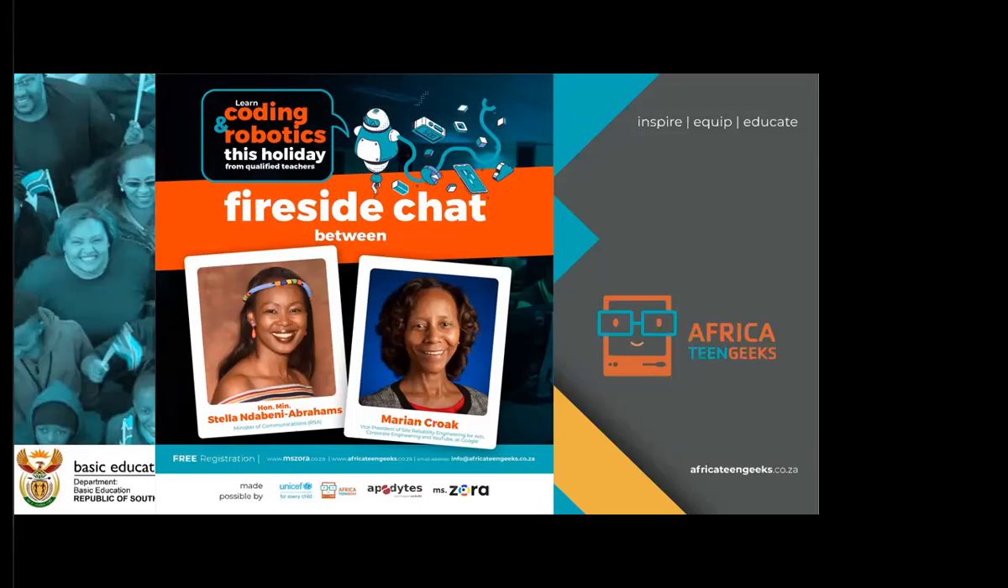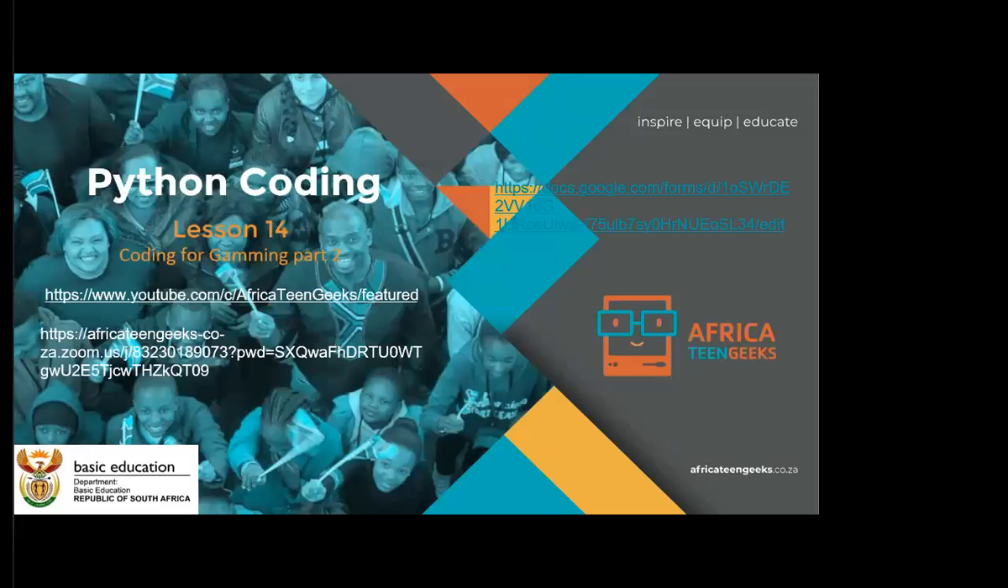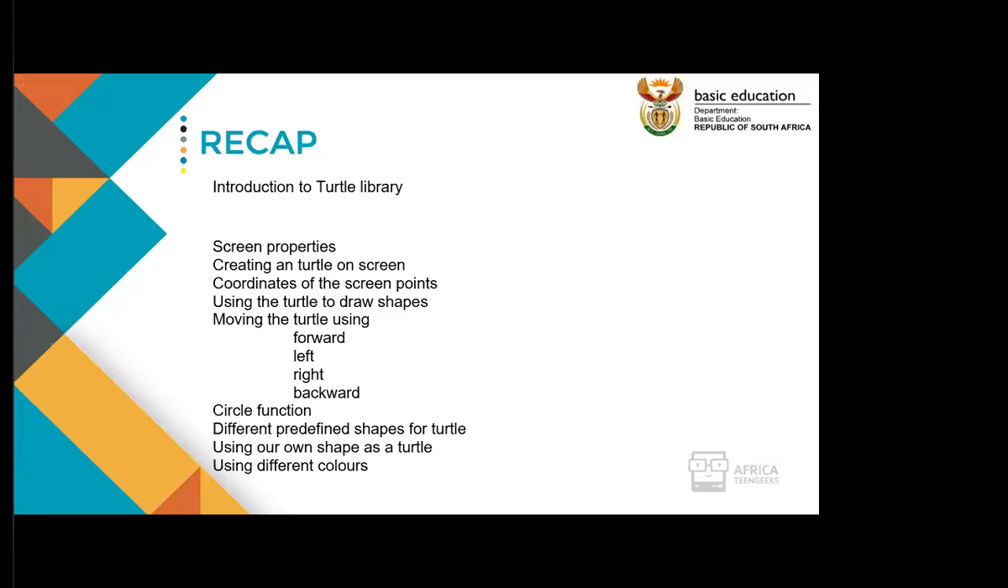All right, so going on to today's lesson. Today's lesson will be coding for gaming part 2, and a quick recap of what we did yesterday. We did the introduction to the Turtle library, that means the importance of the library and some of the functions and properties of the library itself. The first property being the screen properties that allowed us to change and manipulate the screen to different sizes, colors, and so on. Then we went on to creating a turtle on the screen and manipulating the colors, the object size, and so on again.